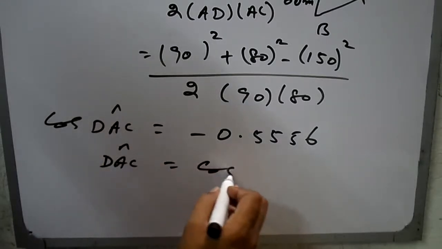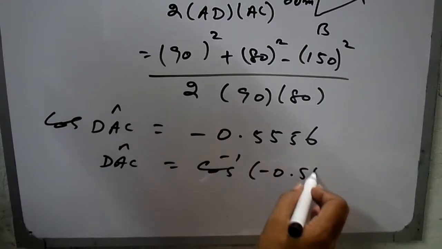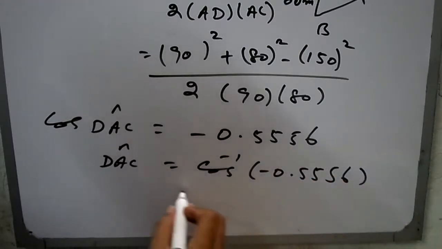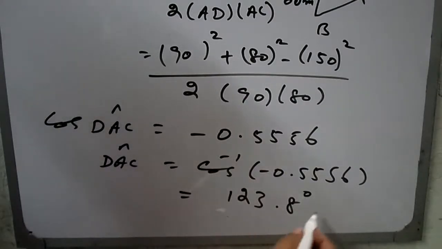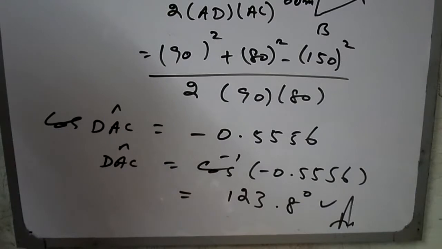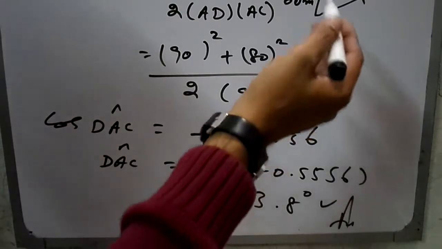So cos inverse minus 0.5556, so you will get 123.8 degrees. It is your required result in this situation. Actually, when we read the statement further, it is clear that a vertical mast stands at a point A and the angle of elevation of the top of this mast from C is 8.6 degrees. So where is the 8.6 degrees?